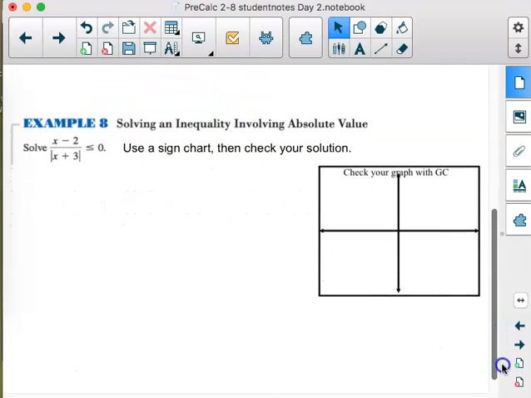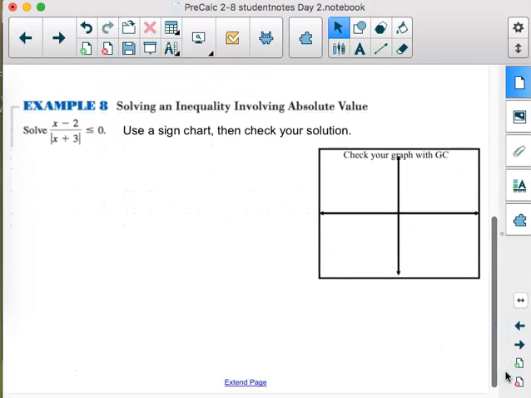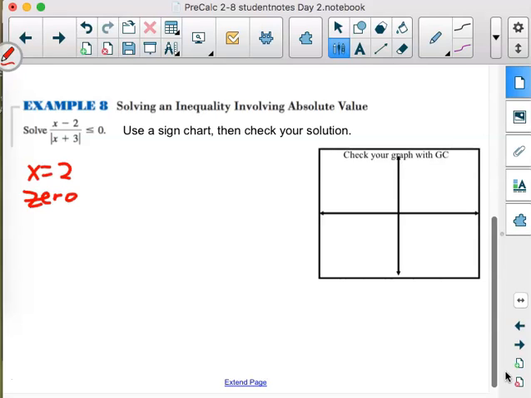Well, here's another one. Solving an inequality involving absolute value. Look at that little weirdo. So now we have linear being divided by absolute value. Wowzers. Okay, let's see here. Well, we can find the 0 for the numerator. It's going to be 2. So that's a 0. And we can see on the bottom we're not going to be able to use negative 3 because negative 3 plus 3 would give us 0, and then we'd have a 0 in the denominator.